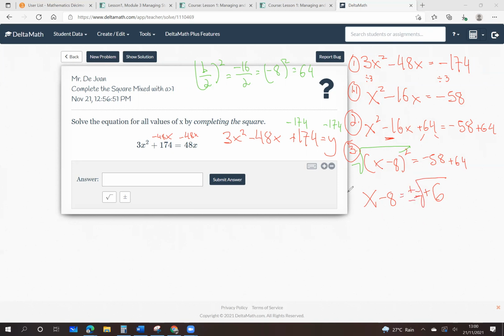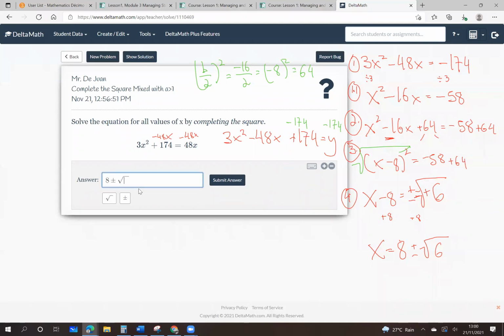So what do we do in step? We've done step 4. We've taken the squared root. Okay. So we have to add 8 to the other side. Add 8. That means that x is equal to 8 plus minus the square root of 6. Okay. 8 plus minus the square root of 6.